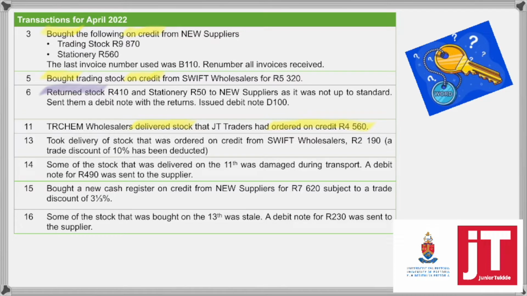Took delivery of stock that was ordered on credit, but a trade discount of 10% has been deducted. Now, because it has been deducted, I don't need to worry about it. The fact that they tell me this is great news, but I don't record any of it because they've already minused it off. So the 2,190 Rand is already after the 10%, and that is what I need to record in my books. Day 14, some of the stock that was delivered on the 11th was damaged during transport.